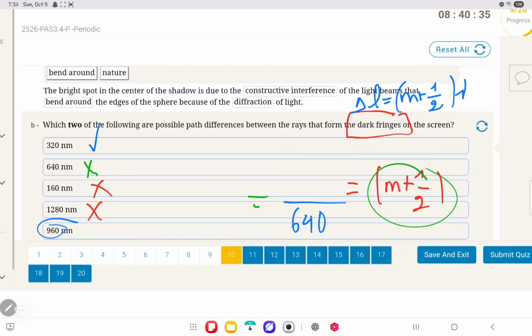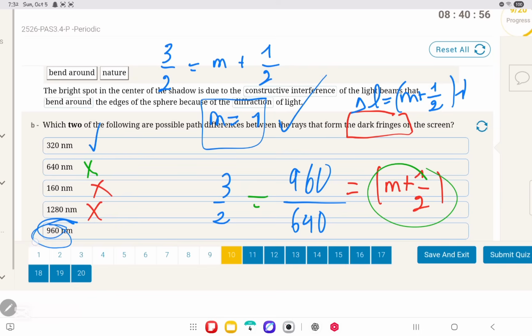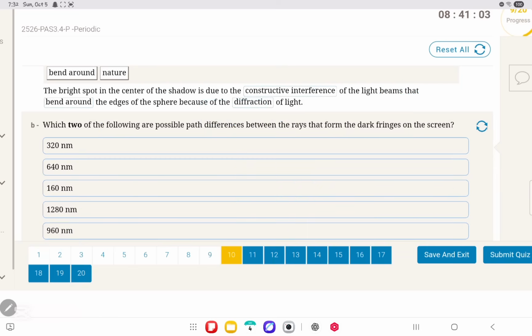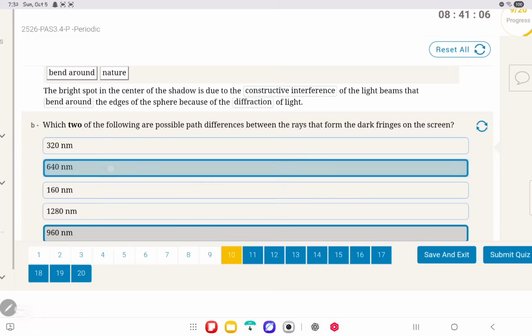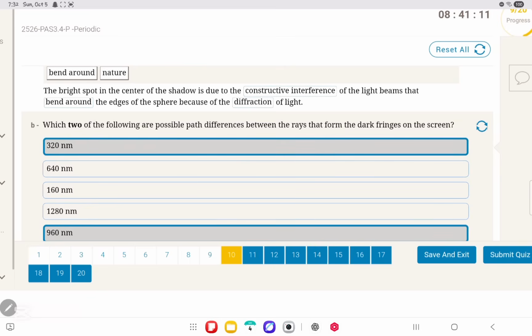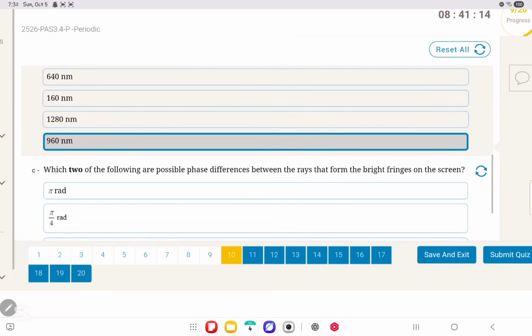And then last but not least, 960. So 960 divided by 640, you will get 3 over 2. So 3 over 2 equals m plus half. m is then equal to what? It is equal to 3 over 2 minus 1 over 2, so it's equal to 1. And since m is a whole number, that means it works, and it's a possible answer. So it's a possible path difference. 960 and 320, these two are the possible path differences.